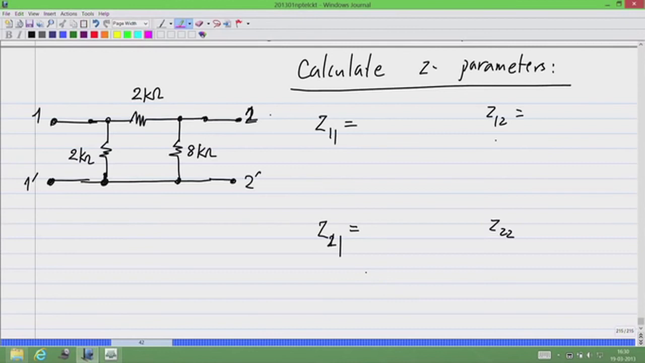So there is a question asking for more explanation, but please be more specific about which part you want an explanation for. Did anyone calculate the value of Z21 or Z12?